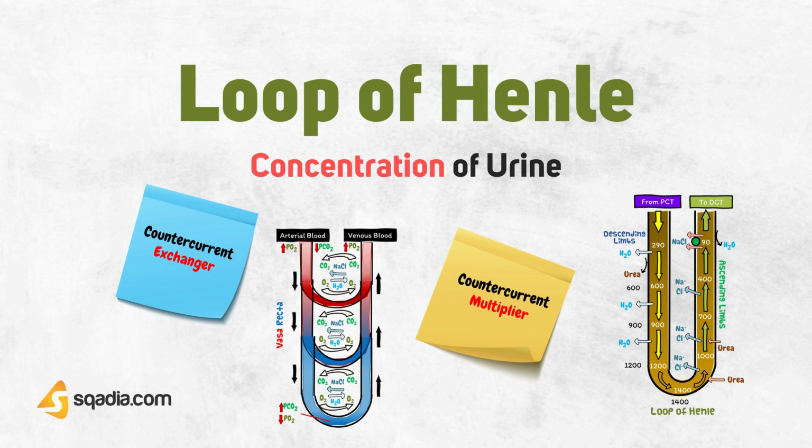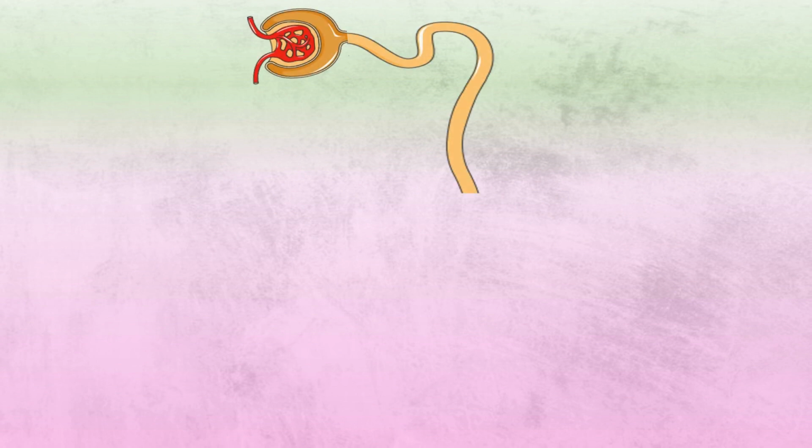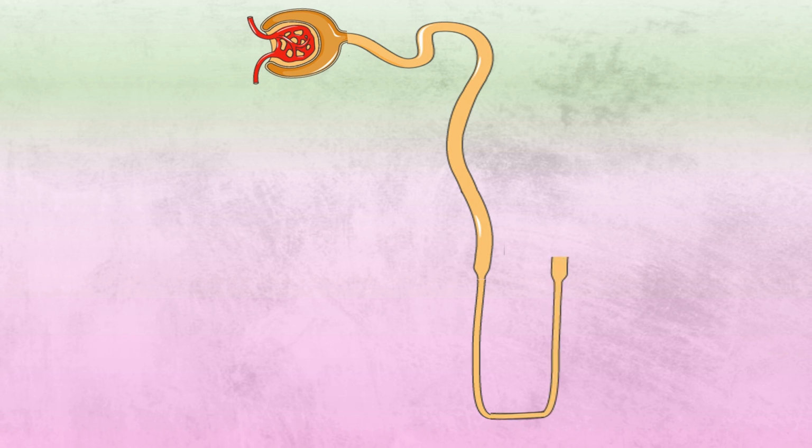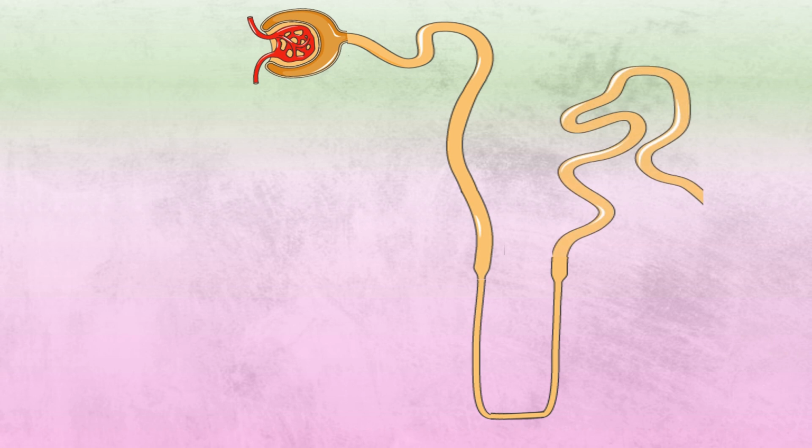So, let's start. This is Bowman capsule. This is proximal convoluted tubule. This is thick descending limb. This is thin descending limb. And then there is loop of Henle. Then thin ascending limb. Then there is thick ascending limb. This is distal convoluted tubule. And this is collecting duct.